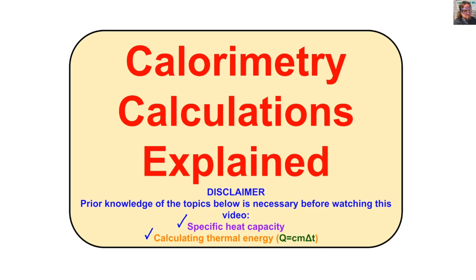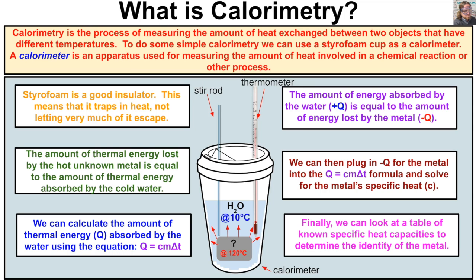So here we go. Let's first start talking about what is calorimetry. So what is calorimetry and how does it work? Well, it says right here that calorimetry is the process of measuring the amount of heat exchanged between two objects that have different temperatures. And to do some simple calorimetry, we can use a styrofoam cup as a calorimeter.